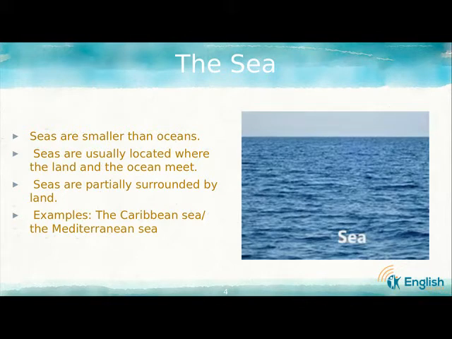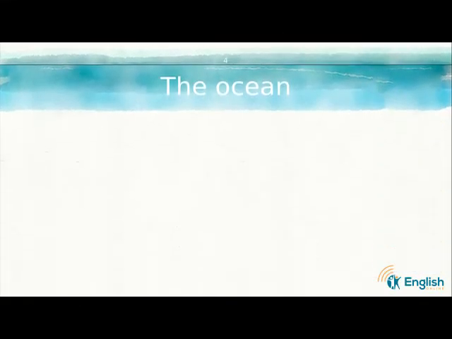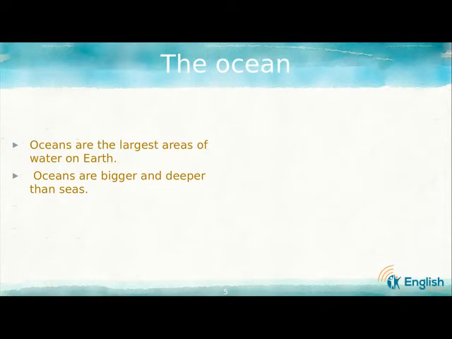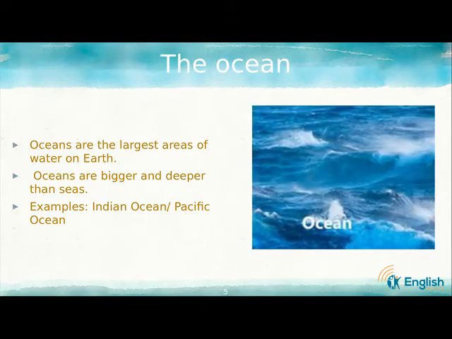Now let's move on to the second word, the ocean. Oceans are the largest areas of water on Earth. Oceans are bigger and deeper than seas. Examples: the Indian Ocean, the Pacific Ocean, and so on and so forth. Now you can see a picture of the ocean.